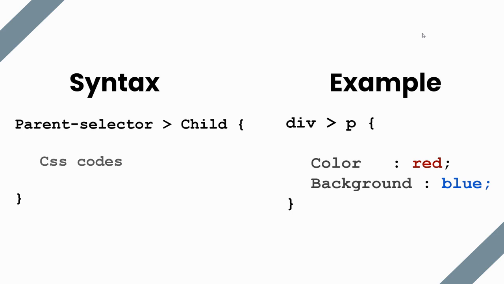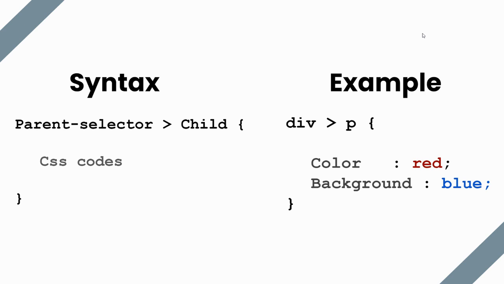So unlike the descendant selector, which can style all types of p tags, even if it's within another element that is within that div, here it would only style the p tag that is directly within the div. So if you have a paragraph element within another element that is within this div, it's not going to get styled using this selector at all. The only way to style that would be to use the descendant selector. But the child selector only makes reference to the immediate children of that parent element.